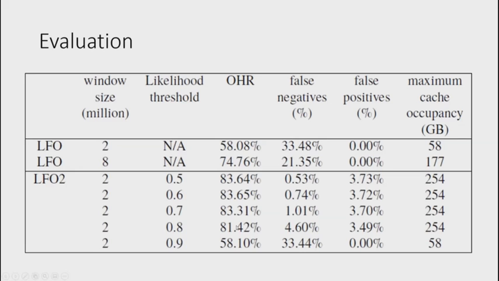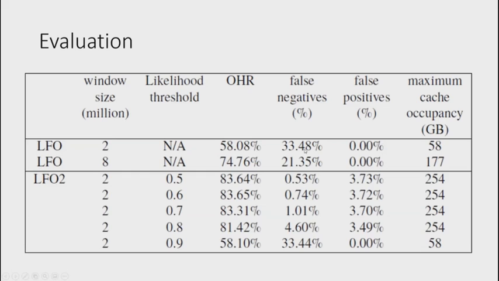So how could that be possible? This is made possible because LFO2 significantly decreases the number of false negatives when deducing optimal decisions, from 21% all the way to negligible. As we see here, when we use 2 million as the window size of LFO, nearly 1/3 of their predictions are false negatives.